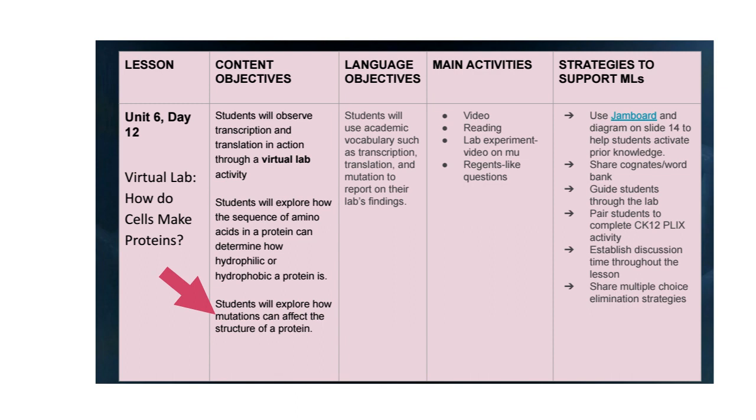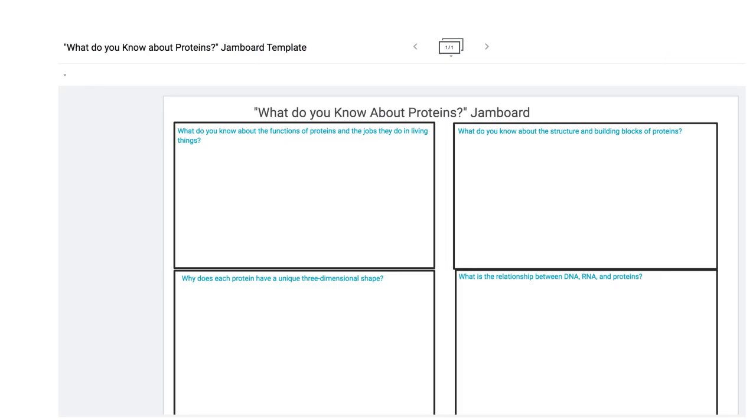As language objectives, students will use academic vocabulary such as transcription, translation, and mutation to report on their lab's findings. Main activities for this day include a video, reading, lab experiment, video on mutation, and Regents-like questions. Some suggested strategies to support your multilingual learners are to use the Jamboard on slide number 12 and the diagram on slide number 14 to help your students activate prior knowledge. Your Jamboard will look like this. Remember to make a copy.